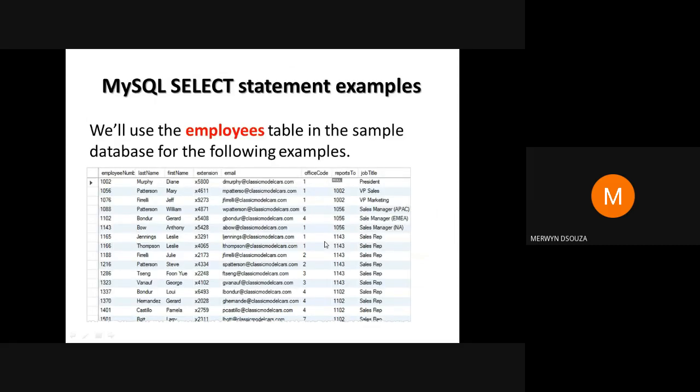Let's see some examples using the MySQL select statement. For that, we'll use the employees table from the sample database. So this is a snapshot of your employees table. It has the following columns: employee number, last name, first name, extension, email, office code, reports to, and job title.